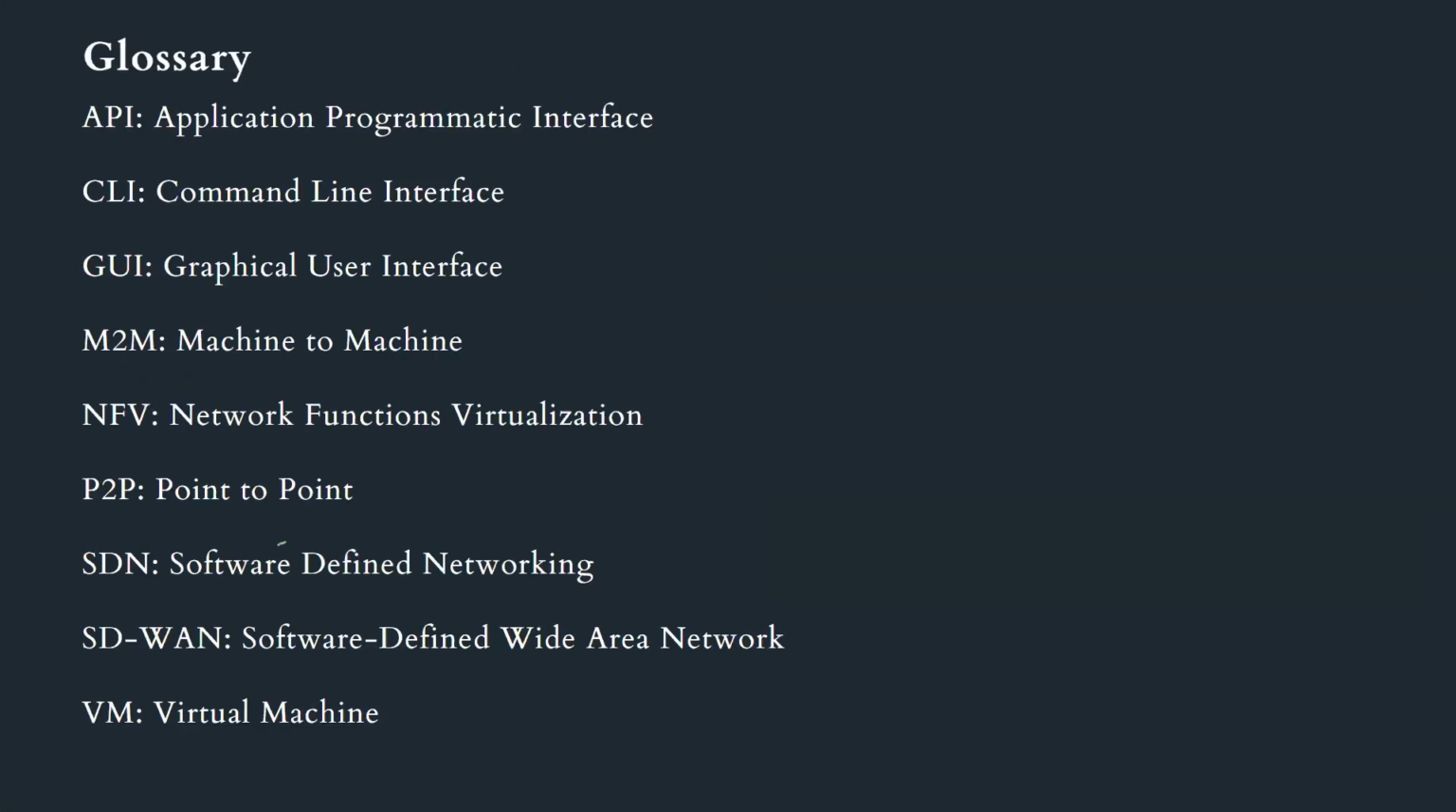These are some of the abbreviations that were used. API refers to application programming interface. There's some mistake in here, it's actually application programming interface. And then command line interface, graphical user interface, and machine to machine is M2M, NFV. Then P2P is point to point communications. Then SDN means software defined networking. SD-WAN means software defined wide area network. Then VM means virtual machine. With that, I think the abbreviations end.